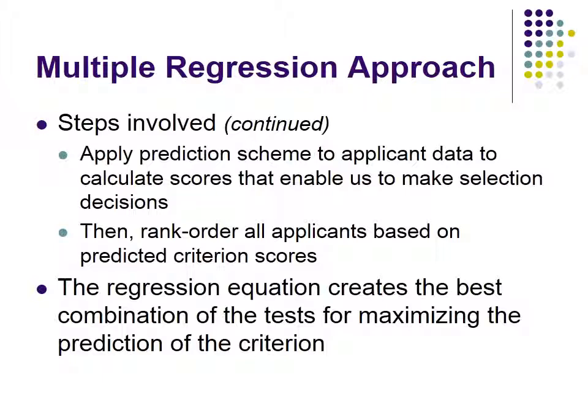So we basically calculate what is the overall predicted performance of each applicant, and then we hire the person with the highest predicted performance. So we rank order all those applicants based on their predicted scores, their predicted criterion or performance scores. The regression equation creates the best combination of the tests for maximizing the prediction of criterion or performance.